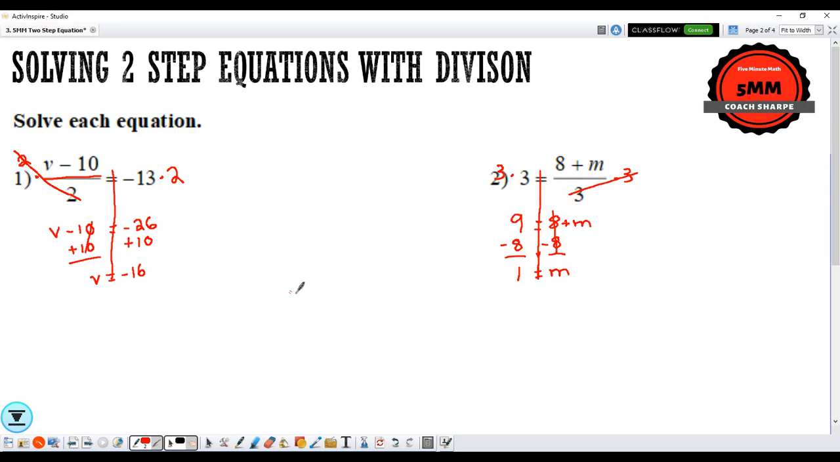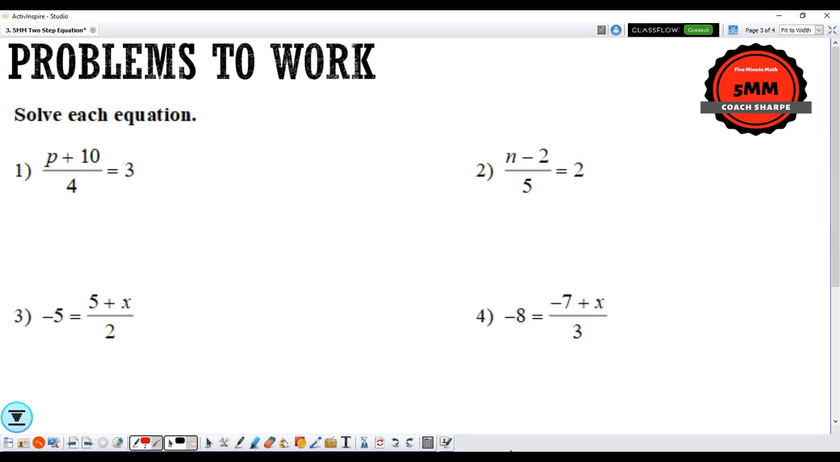Okay, again, remember this is the exception to the rule in solving equations. If the entire left side is a fraction or the entire right side is a fraction, the first thing you must do is get rid of the fraction. Okay, so here's what we've got. We've got 4 problems for you to solve. Go through, draw your line down the equal sign, solve these things by first multiplying, and then get your variable isolated by itself.